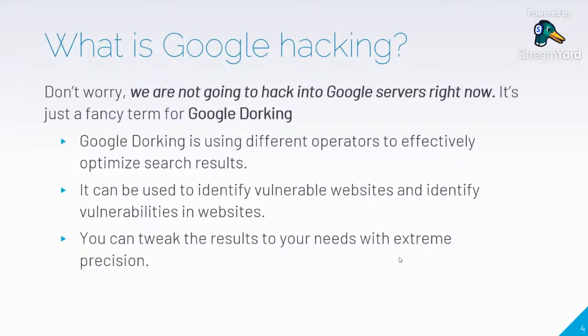Then what is the use of Google dorking? Well, it can be used to identify vulnerable websites and vulnerabilities in websites. Mind you, there is a small difference: vulnerable websites and vulnerabilities in websites. And ultimately, the objective of Google dorking is that we can optimize the results with extreme precision.